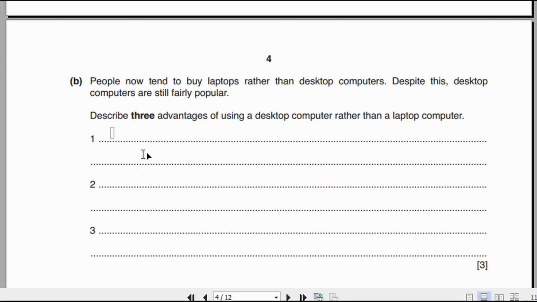So the first advantage can be that it is easier to upgrade. The desktop system is far easier to upgrade, and the equipment is also available. You can buy extra RAM, you can change your hard disk quite easily. It is cheaper than a laptop.